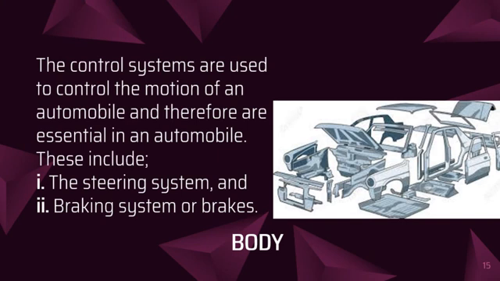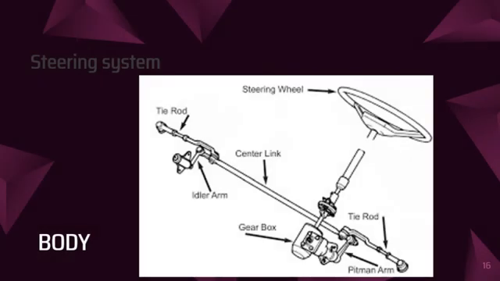The control systems are used to control the motion of an automobile and therefore are essential in an automobile. These include the steering system, the braking system, or the brakes. So let's talk about the steering system. Here is an example of a steering system.